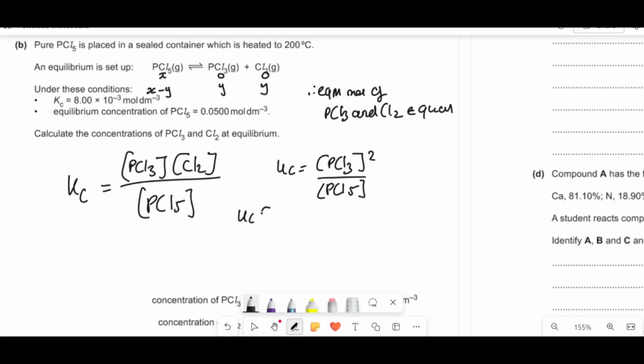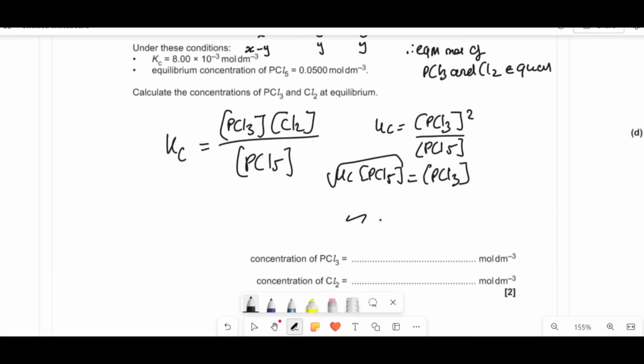If I do Kc times PCl5's concentration, I get PCl3 squared, and if I square root that, I get the PCl3. So always write your working out first and then put the numbers in. Otherwise, a miserable examiner who's had to read through hours and hours of garbage is not going to look and think, oh, this person deserves a mark here. So the concentration of PCl3, putting the numbers in, is the square root of Kc, 8 times 10 to the minus 3, times the concentration of PCl5, which they gave you, 0.05. If you do that, you get 0.02 moles. There you go.